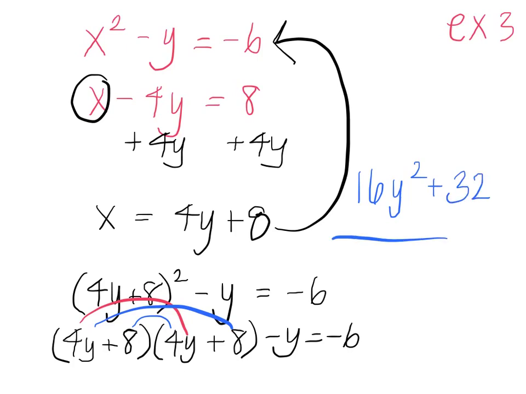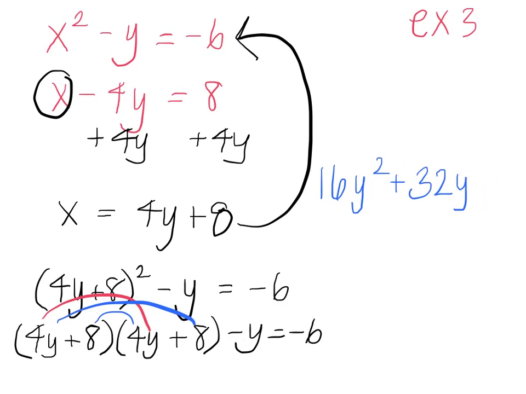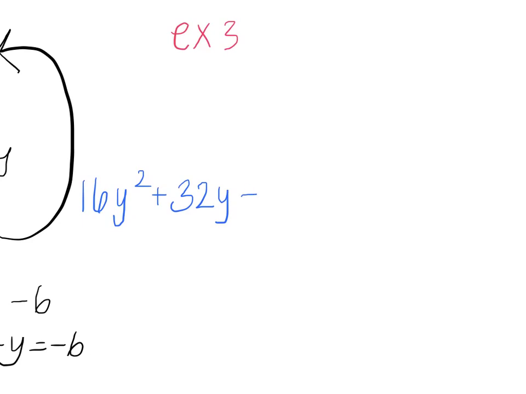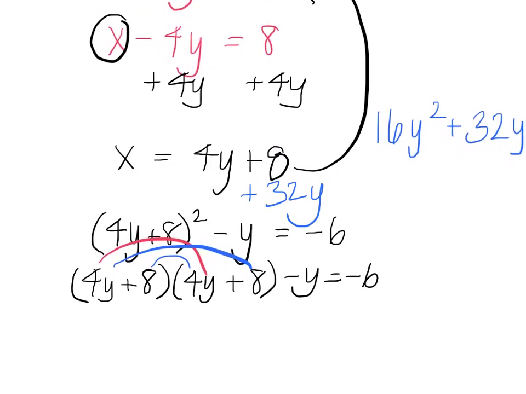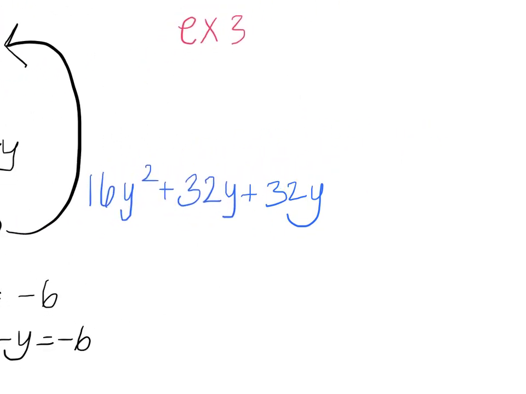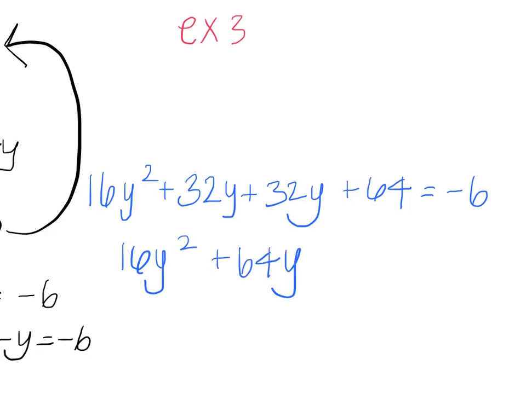Oops, sorry. All over the place. All right, plus 32y, plus 32y, let's see, plus 64, equals a -6. So, like terms here, you've got 16y squared plus 64y. Let's add 6 to both sides. So plus 70 equals 0.